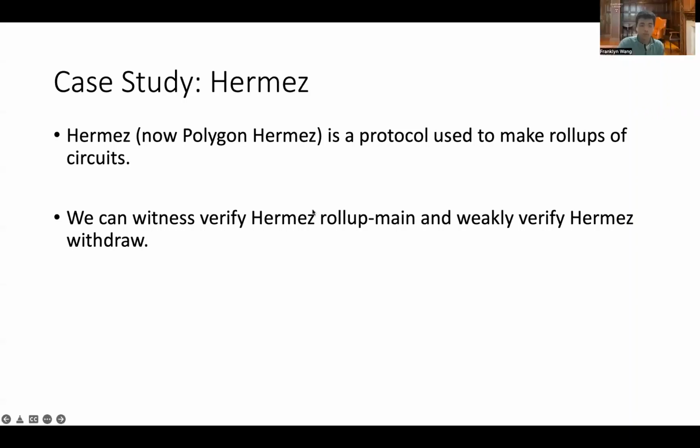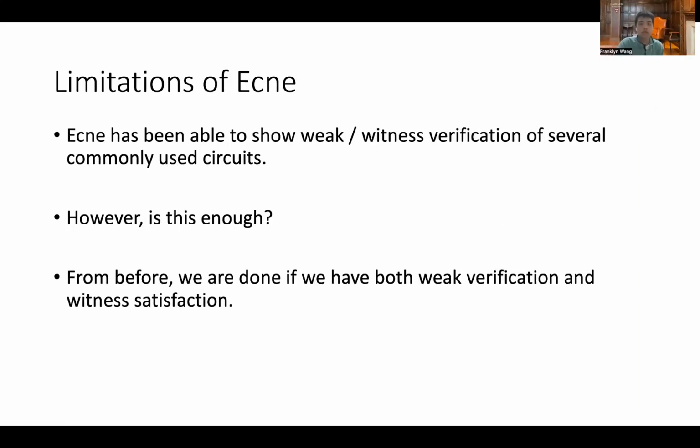Okay, so we have now shown we can witness verify several of the most commonly used and complicated circuits, like TornadoCash, Hermez, and ECDSA. These are all projects that are pushing the envelope of what we can do with Circom. And Ecne has been able to verify all of them without even using that much time, right? So is this enough? Is Ecne enough? Remember from before that as long as we have weak verification and witness satisfaction, we can show the equivalence of a QAP to a function. But we need both of those properties.